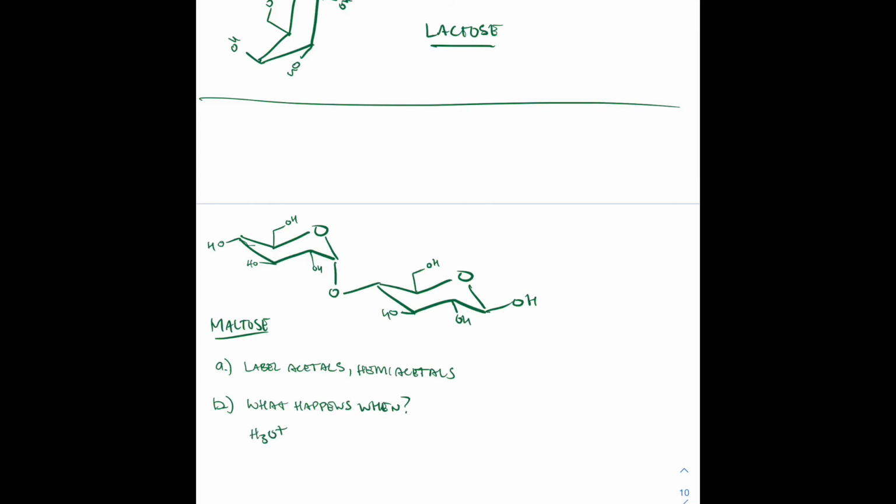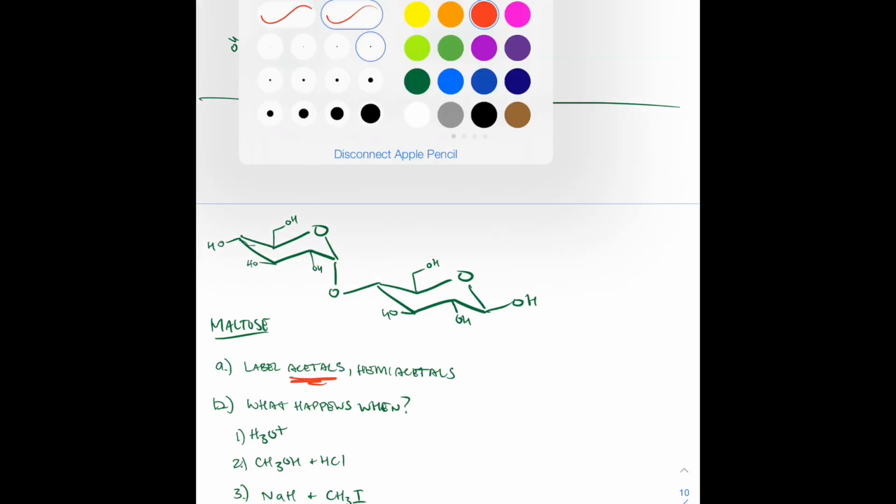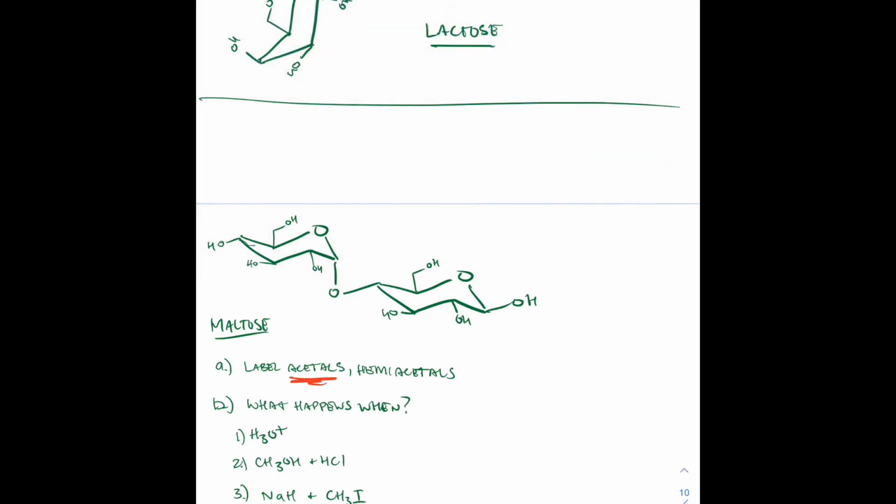the maltose. What we want to try and do is label the acetals as well as the hemiacetals positions. What we want to do after that is see what happens when we introduce acidic water. Also, not in the same reaction, separate reaction, introduce acidic methanol, and then a third reaction, sodium hydride and methyl iodide.